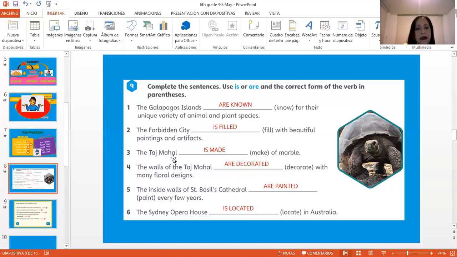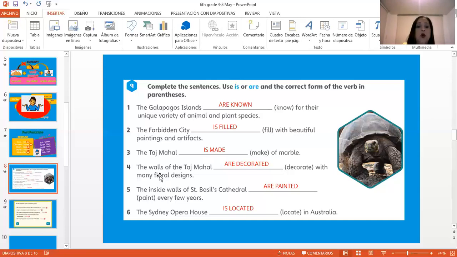The Taj Mahal. Taj Mahal is one temple, is one place, singular. My auxiliary is singular. Then, my verb is make. The past participle of the verb make is made. So you need to memorize the past participle to construct the formula for the structure for the passive voice. Okay? And we complete. The Taj Mahal is made of marble.